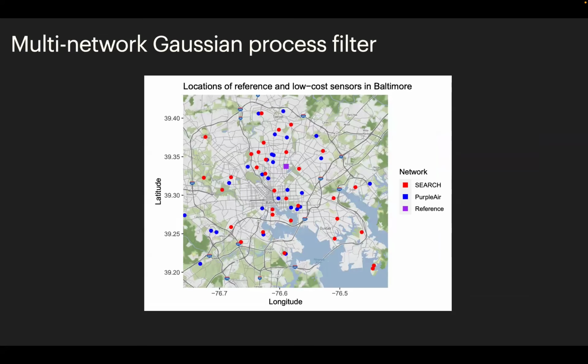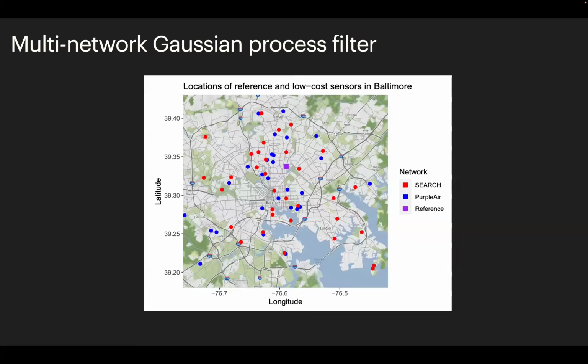And we have now extended it to use two low-cost sensor networks. So there is the SEARCH network, which is a research purpose network. There's also the Purple Air network that's present in Baltimore. If you go to Google Maps and look up air quality, you will get a number. And if you keep zooming in, you'll eventually get to a sensor, and that's usually a Purple Air sensor. Purple Air sensors are throughout the US, and we have a bunch of them in Baltimore as well. So we wanted to use that data.